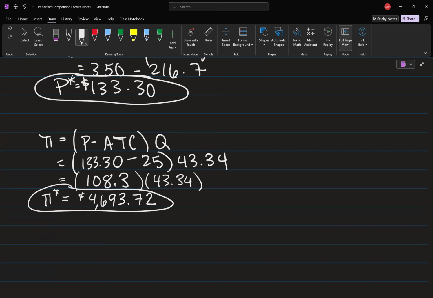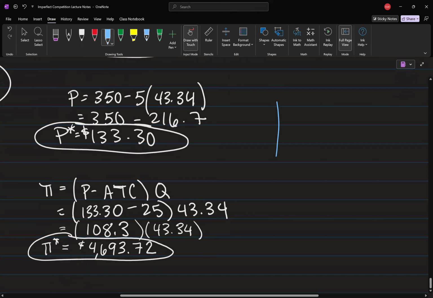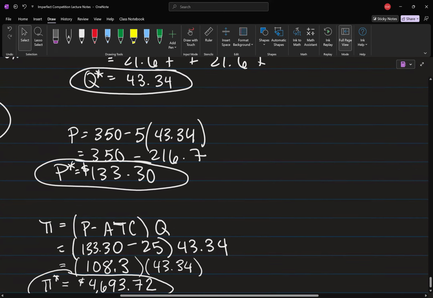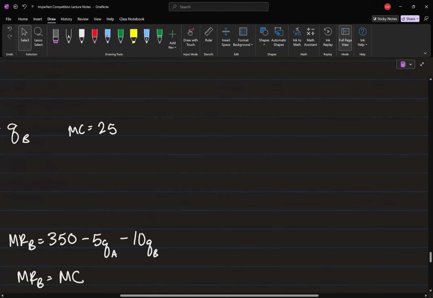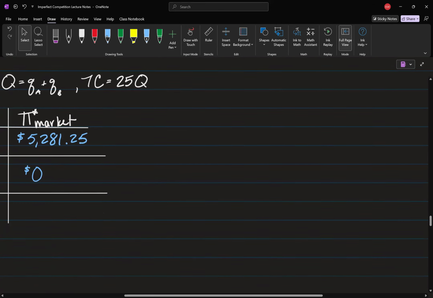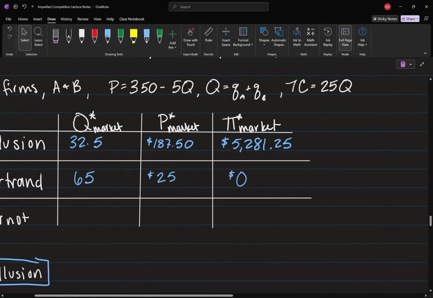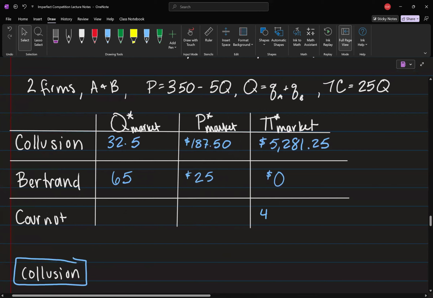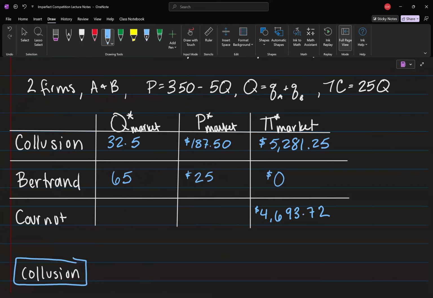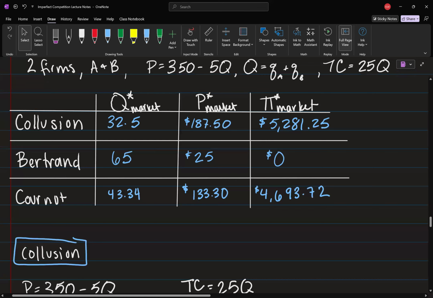All right. So let's just go ahead and write our values into our table here. So profit is going to be, if we go all the way back up, $4,693.72. We found that the price charged by each firm in the market is going to be $133.30. And then each firm is going to produce 43.34 units. All right. So here are all our values.